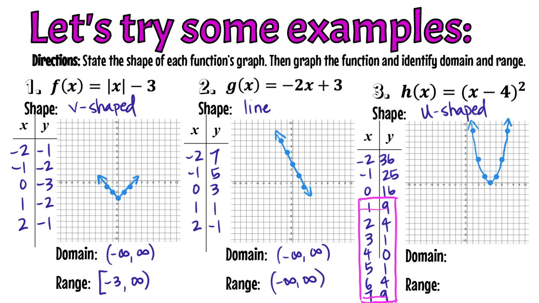Now let's talk about our domain. Again, in this function, we see that we could have plugged any values of x in, negative or positive, so our domain is going to be negative infinity to positive infinity. And our range, as we come up from the bottom of the graph, we see that it starts at 0. It includes the point 0, so it gets a square bracket, and then it goes to infinity. Those arrows tell us it goes on forever and ever and ever.